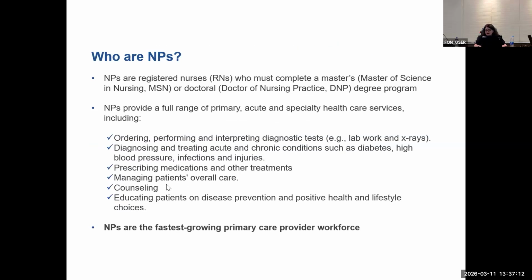NPs in the US are registered nurses, so they have a bachelor's degree already. They are registered nurses, and then they must complete either a master's of nursing degree or a doctoral degree to be able to practice as a nurse practitioner. And they are able to deliver a wide range of services in the US.